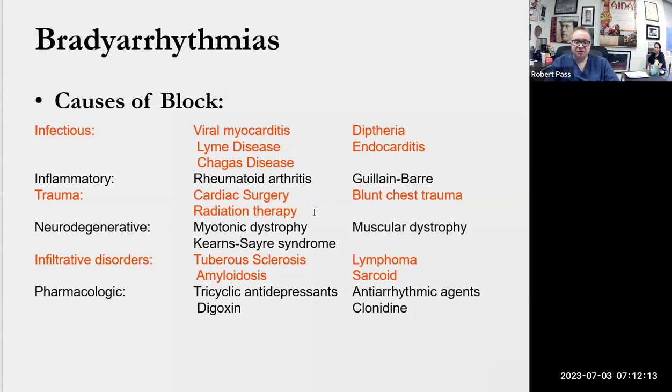I've not actually seen that before, but certainly makes sense that that could happen. Certain neurodegenerative disorders like myotonic dystrophy, Kearns-Sayre syndrome, muscular dystrophy can be associated with heart block. A lot of infiltrative disorders like tuberous sclerosis, amyloidosis, lymphoma, or sarcoid can cause heart block. And then there are many pharmacologic agents that can cause heart block, like tricyclic antidepressants, digoxin, particularly if it is overdosed. Multiple antiarrhythmic agents can cause heart block, which is one of the reasons why in postoperative patients we try not to give them in the absence of temporary pacing wires, and then clonidine.